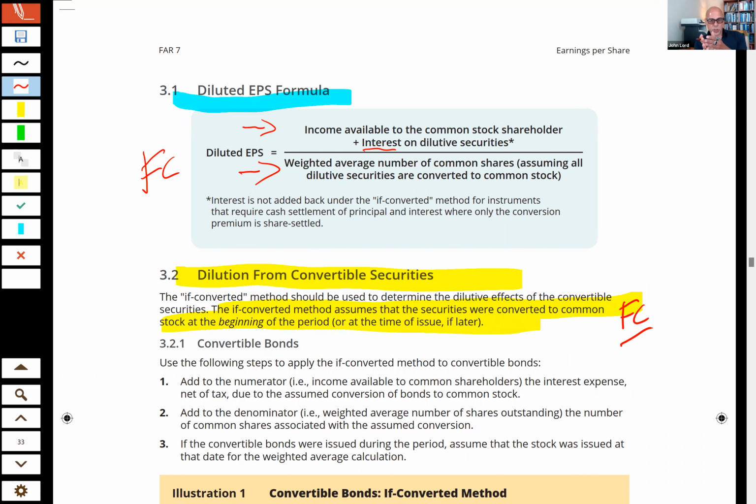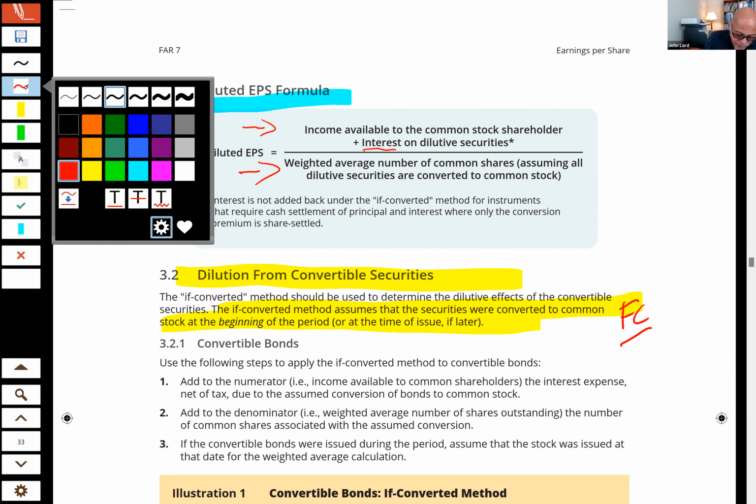But if the bonds were issued this year in, say, June, then we would only deal with that for half the year, July 1st, let's say. We don't have to deal with that for the first half of the year, because there's no way they could have been converted at the beginning of the year, because they weren't issued yet. The securities weren't issued yet. Okay, so if it is convertible bonds, let's flashcard the steps.